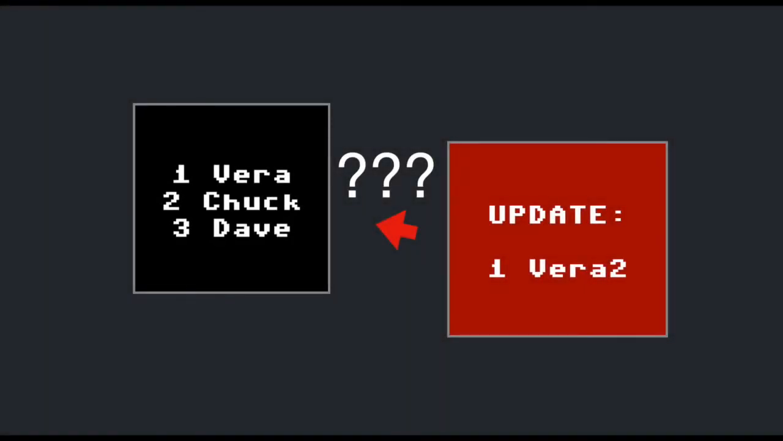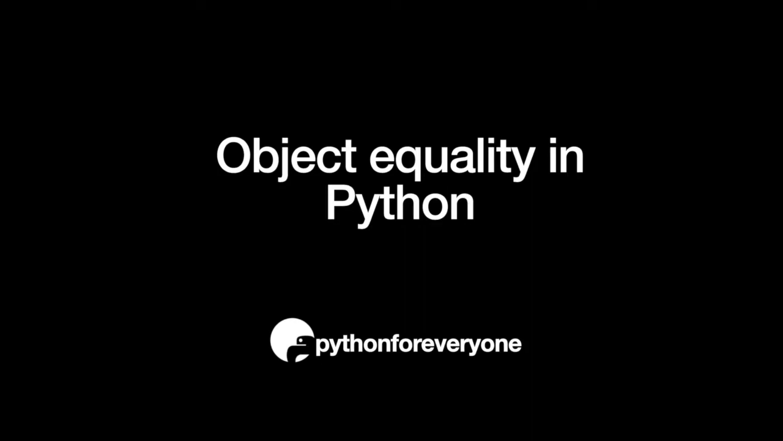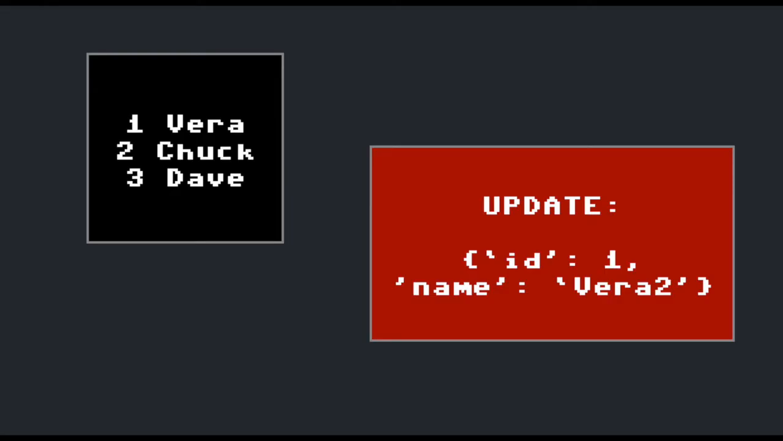In this video, you will learn how object equality in Python works and how to define whether your objects are the same value or not. Consider this scenario. You have a list of employee objects. You receive a network update and employee 1 has changed the name to Vera 2. Our task is to find the employee in the list so we can update the list.